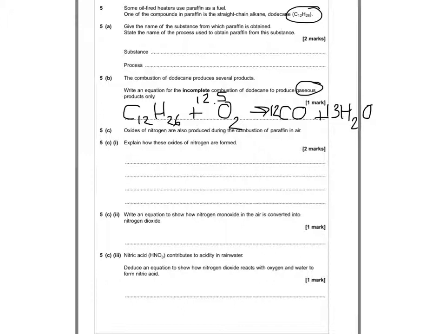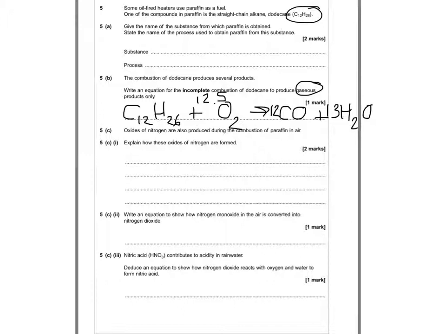Okay, part C. Oxides of nitrogen are also produced. Explain how these are formed. The idea being that nitrogen and oxygen react together, but only at high temperatures. Okay, that's from the mark scheme. That should be fairly straightforward.